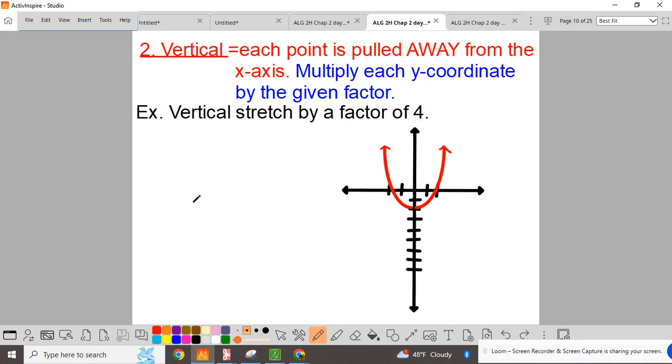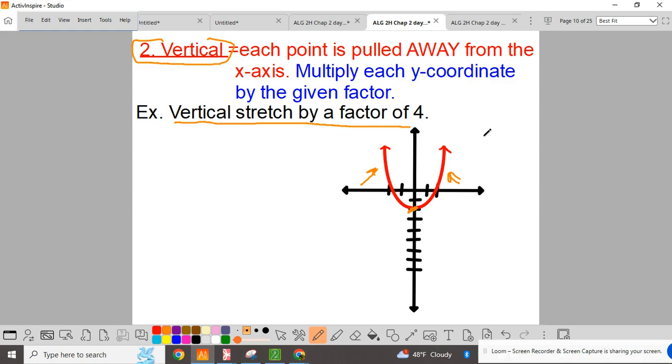What about if we have a vertical stretch? Each point is pulled away from the x-axis. So this is your x-axis. They're pulled away, pushing in that direction. Each point is pulled away from the x-axis. So in this example, a vertical stretch by a factor of 4, what do we do? We multiply each y coordinate by the given factor.